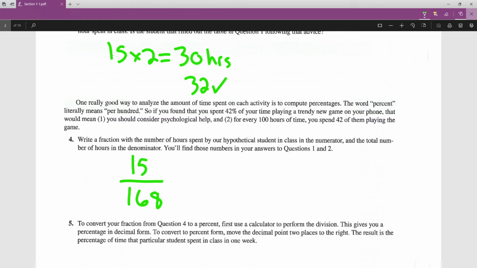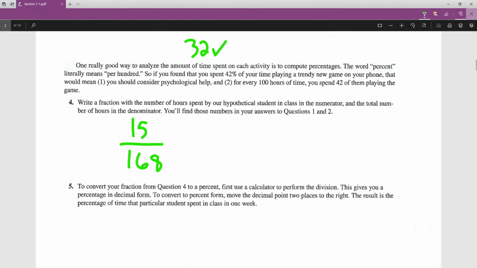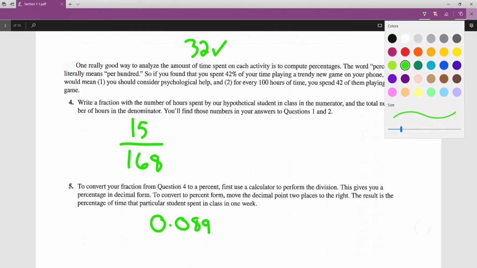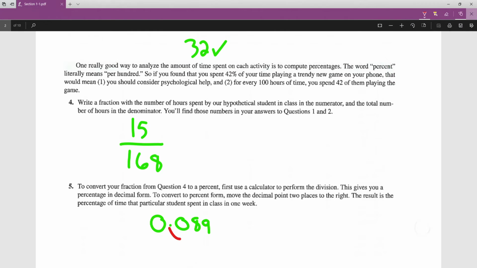Number 5 says to convert this fraction from question 4 into a percent, use a calculator to perform the division. So take 15 divided by 168. Your calculator is going to give you a decimal. Let's go to 3 decimal places. When you divide that out, your calculator should give you 0.089. To convert to percent form, move the decimal point 2 places to the right. So take my decimal and move it 2 places to the right, and as a percent, this is about 8.9%.